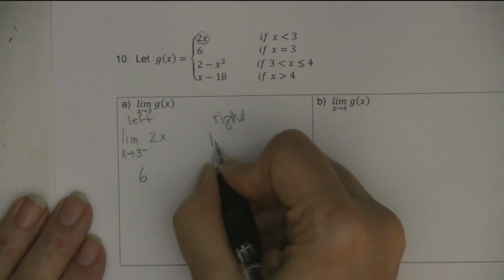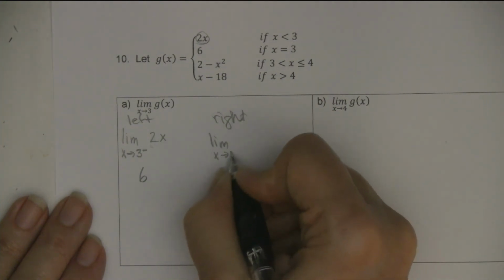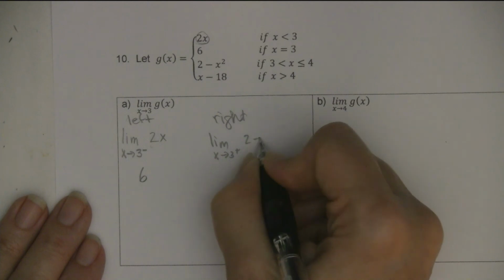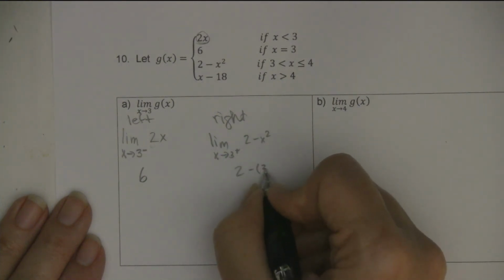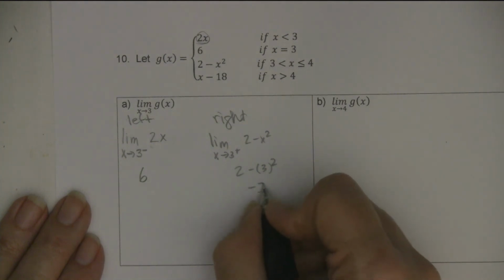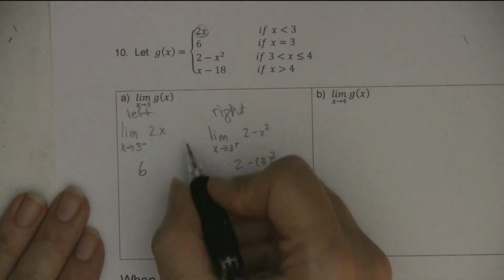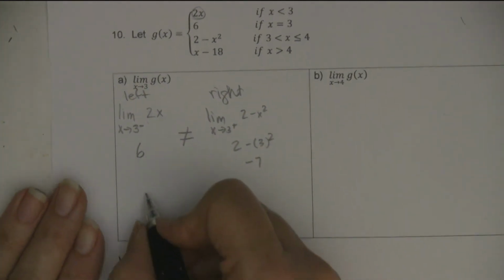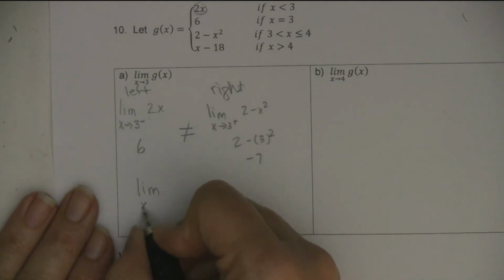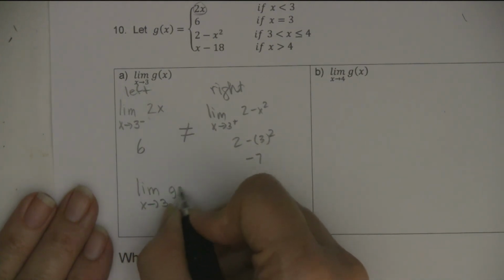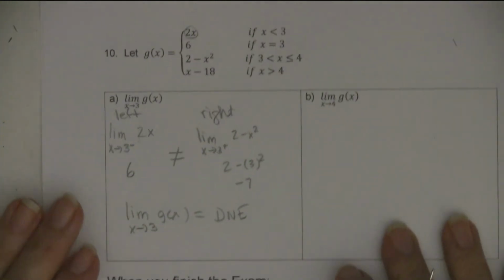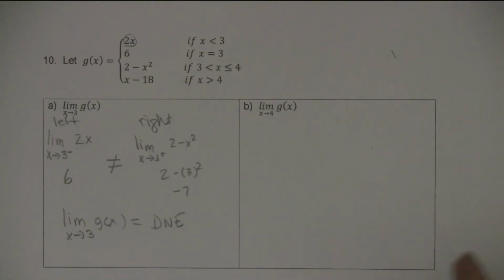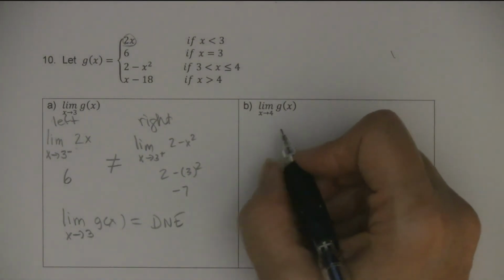And my right is the limit as x approaches 3 from a little bit bigger than, which is 2 minus x squared. So when I plug that in, that's 2 minus 3 squared, which is -7. These are not equal to one another. So that means that this limit does not exist. And so I definitely, all limits, you should justify your answer. And so I need to justify my answer on this.